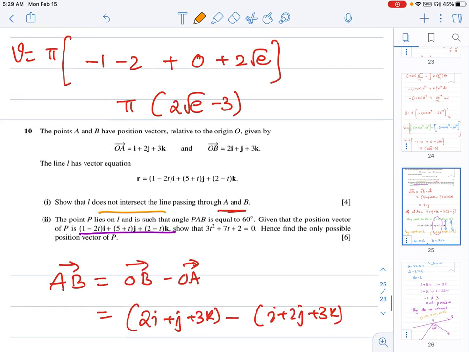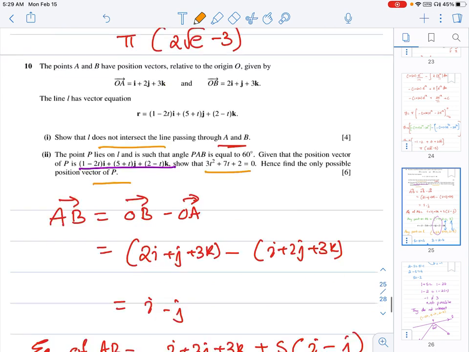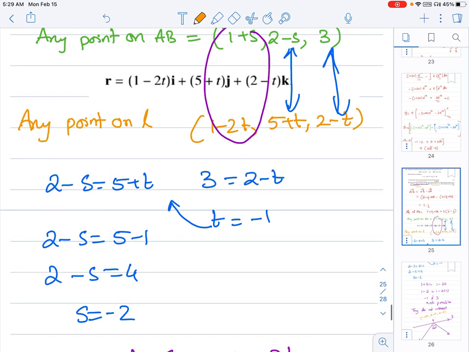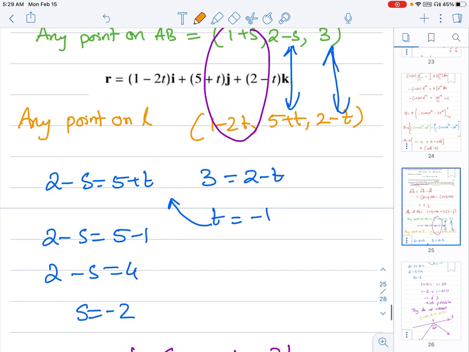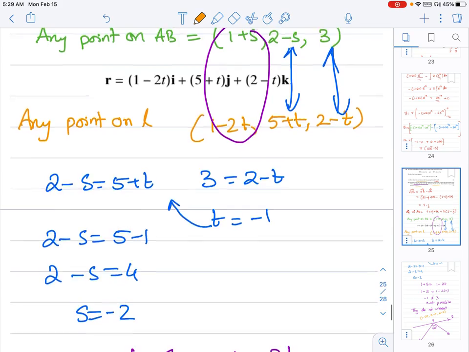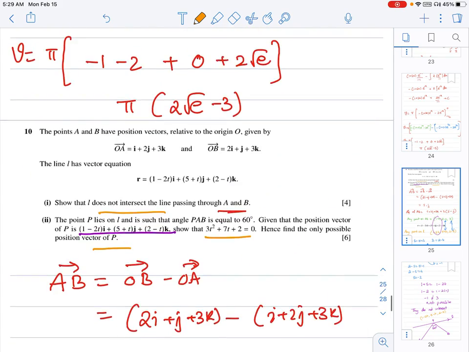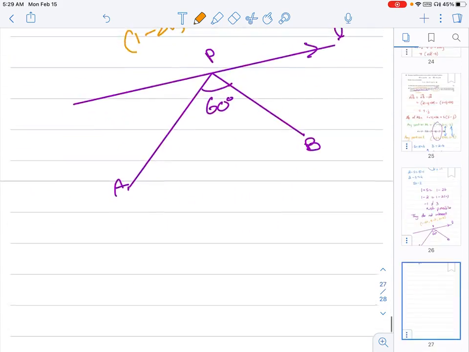Then what else has been asked? Show that 3t square, hence find the only possible position vector of P. So he is asking us to prove this. And angle PAB is 60 degrees. Let us draw PAB. This angle is equal to 60 degrees.